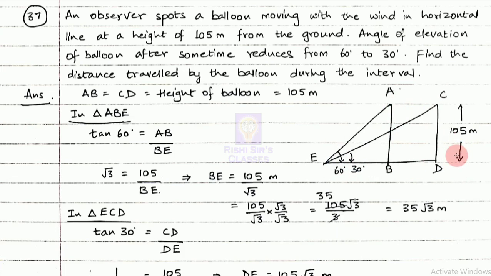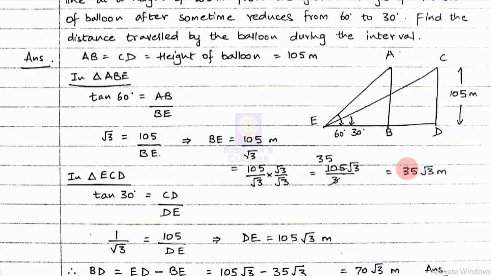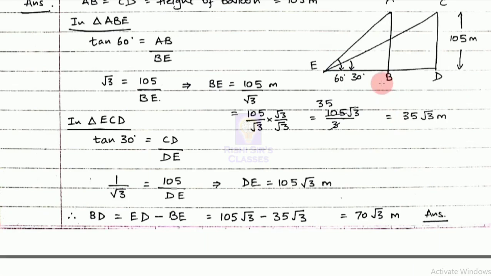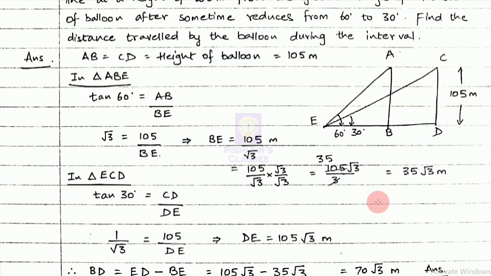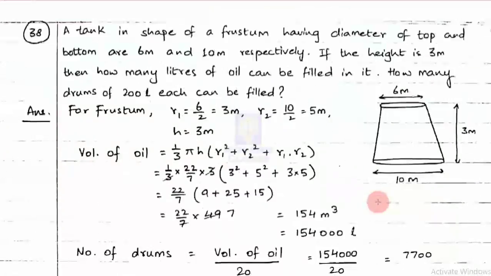Now we have two triangles, triangle ABE and triangle CDE. So we can find out the distance BE, and then we can find out DE. After this we can find out the value of BD, that will come as 70 root 3 meter. Moving on to question number 38.